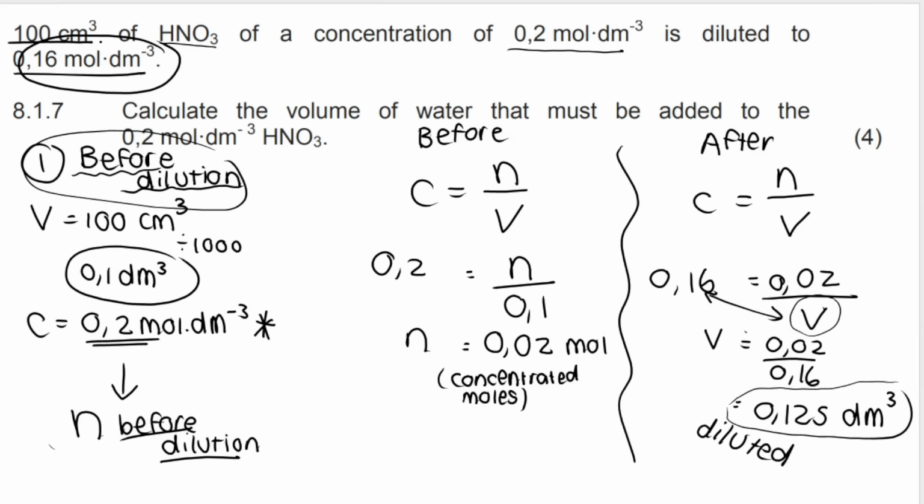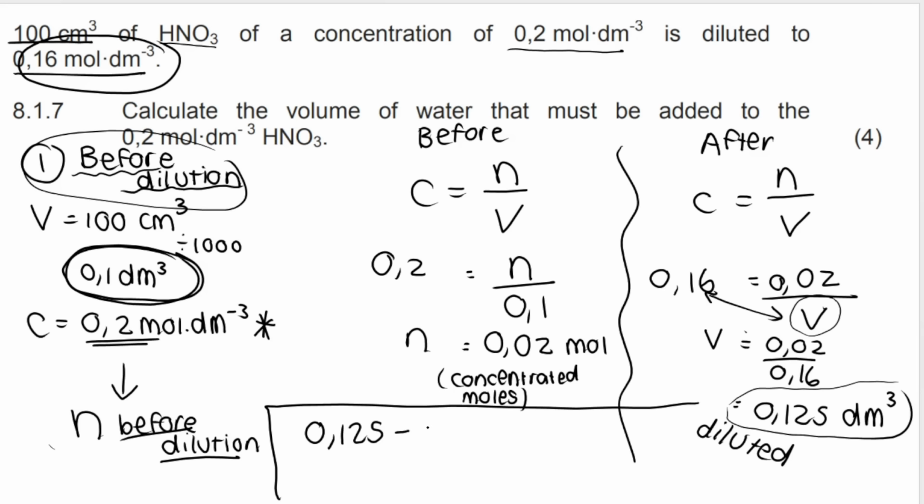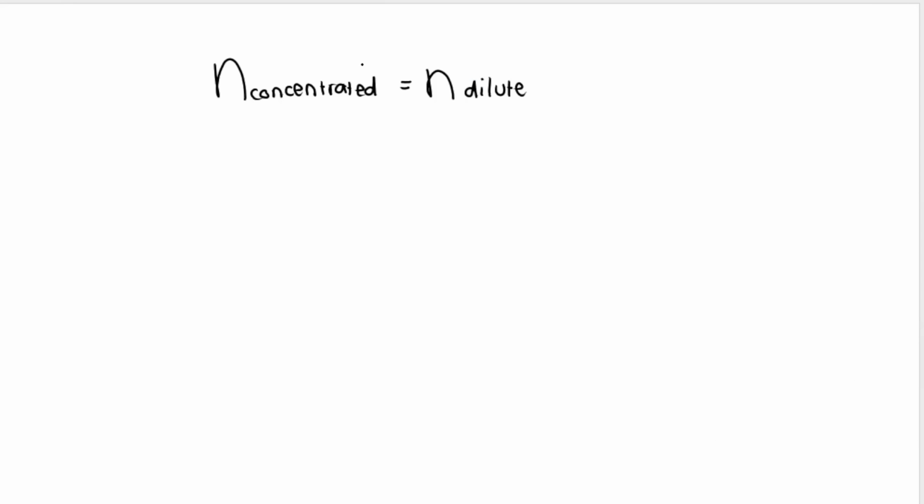I've also got the volume before I diluted it, 0,1. So how much did I add? Well, you take the after volume, 0,125, minus the before volume, and you get 0,025 cubic decimeters. There's another formula that you can use to do these concentrated and dilute questions.